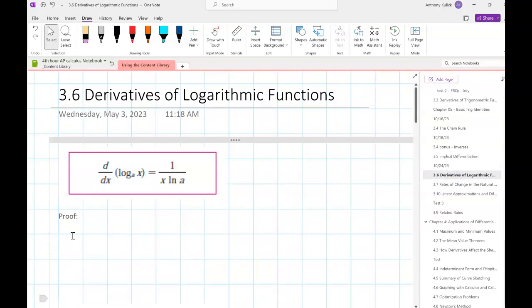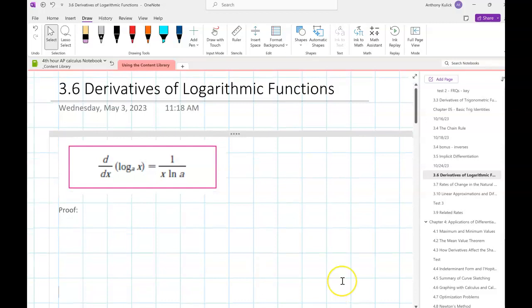Today we're going to be talking about 3-6. We're going to talk about derivatives of logarithmic functions. So here I'm going to present you with a new derivative rule: the derivative of log base a of x is 1 over x times the natural log of a. Let's prove this rule.